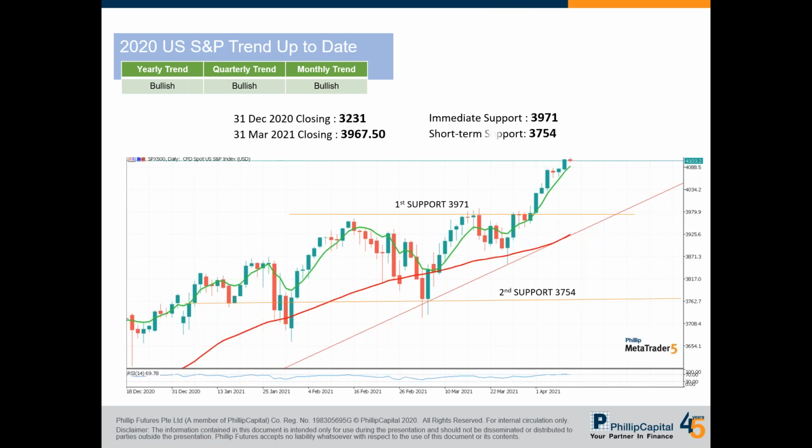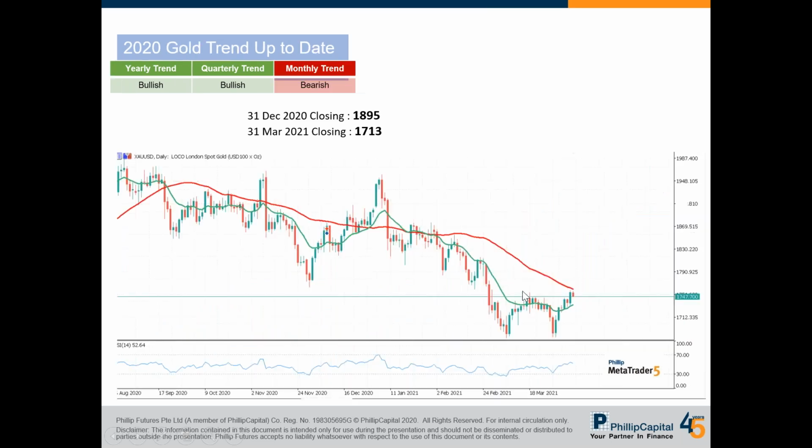Now, first support, immediate support is 3971, which is over here. So for an intraday trader, I don't think you will be able to trade. So you need to wait a little bit longer. Now, if the price remains bullish, any short-term retracement or correction should be around the first and the second support over here.